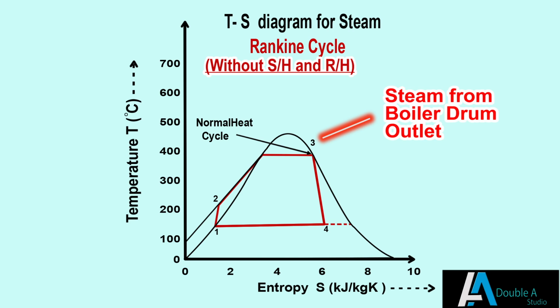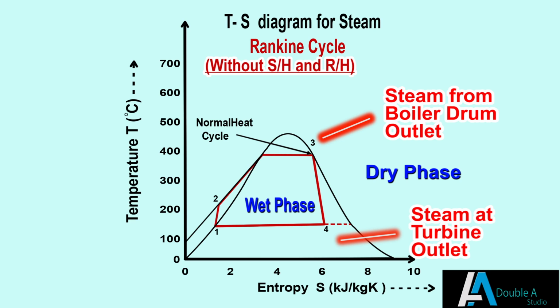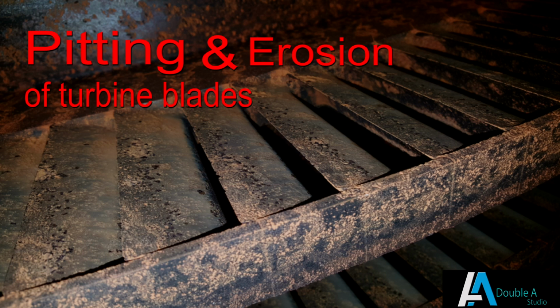When steam comes out of the boiler drum, it is in dry state shown at point 3. It is steam after boiler drum before superheaters. As we see, it is at the border of two-phase region of steam and water. When steam expands in turbine, the steam becomes very wet, as shown in point 4. Water droplets present in wet steam hit the turbine blades at high speed, causing pitting and erosion. It decreases the life of turbine blades and efficiency of the turbine.